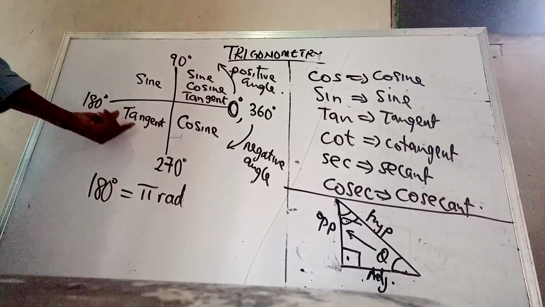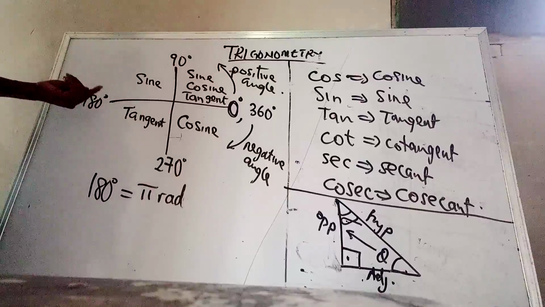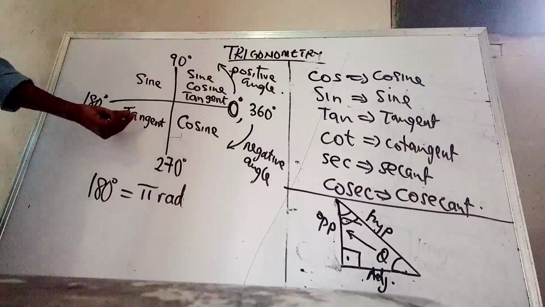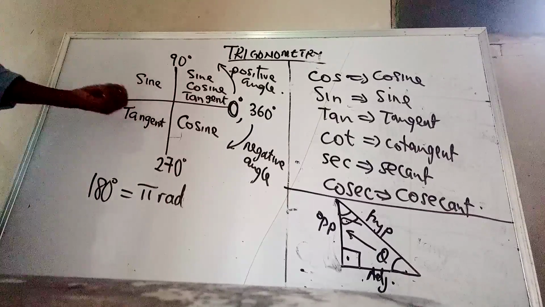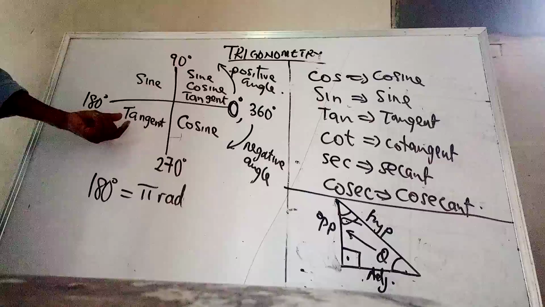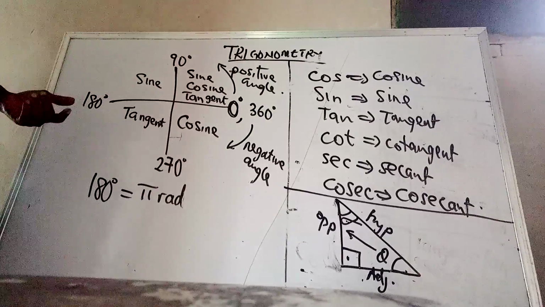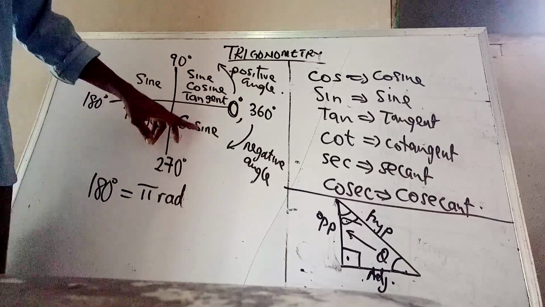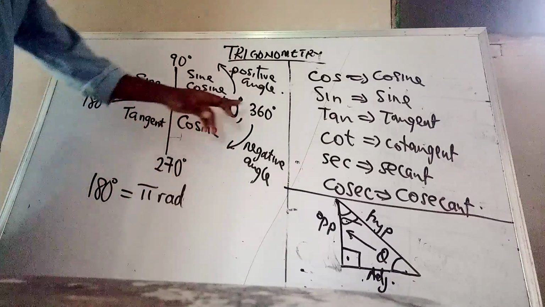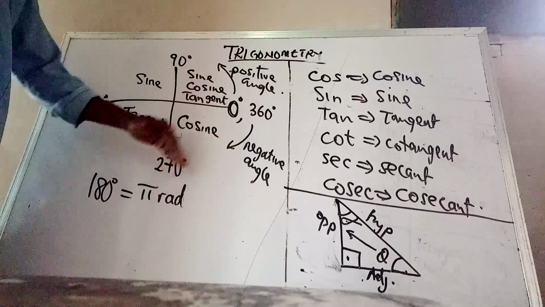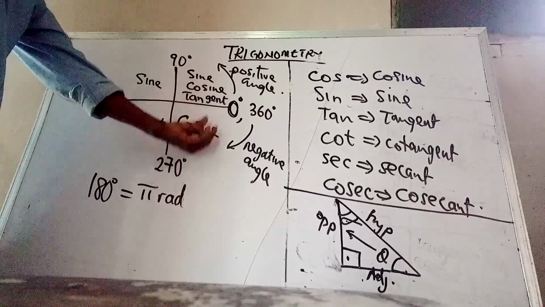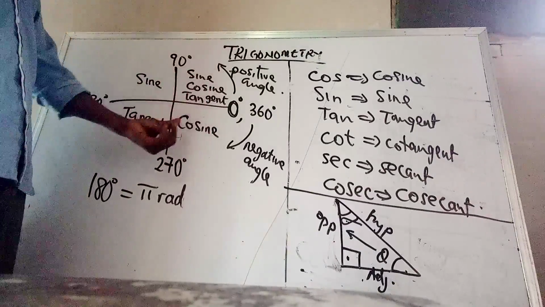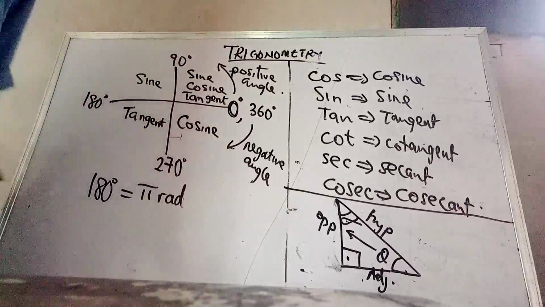For here, any angle greater than 180 and less than 270, tangent of it will give you a positive value, while sine and cosine of it will give you a negative value. We are going to have a look at many examples. Now, lastly, cosine of any angle between 270 and 360. Don't forget, more than 270, less than 360 will give you a positive value. But if you check the sine and tangent of it, it will give you a negative value.